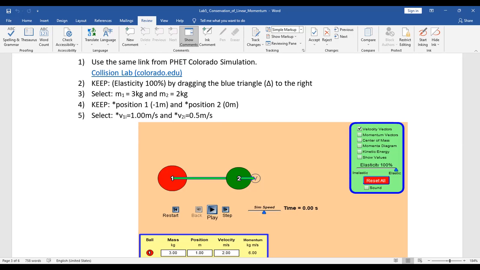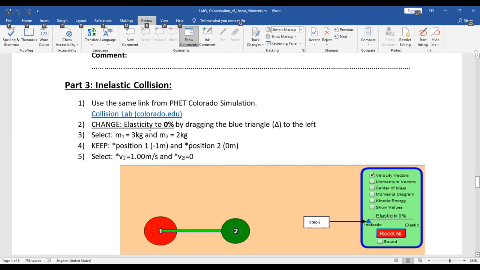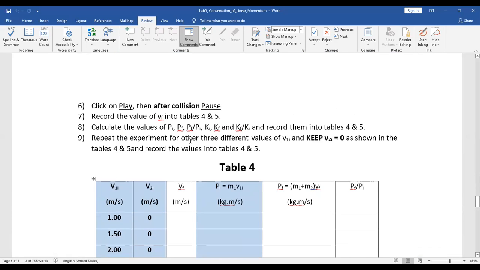And then the next one is, in this case, what about table 4.5? Let's see this one. Table 4.5 case is inelastic collisions, and the mass is also different, 3 and 2 kilogram. Then you have to choose 0% elasticity, then -1, 0, same. We're going to do the experiment. So elasticity should move to 0%. Then 3 and 2 kilograms, same.